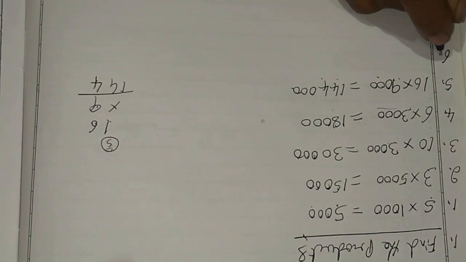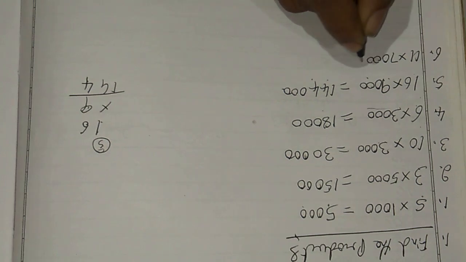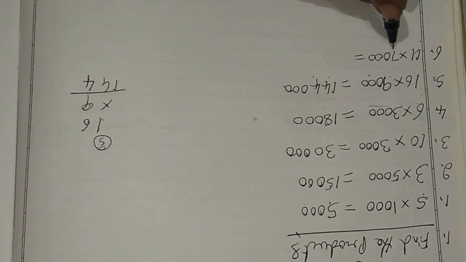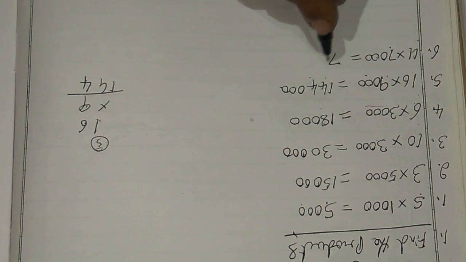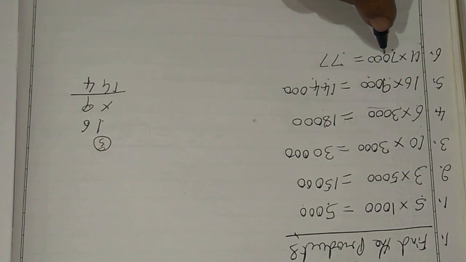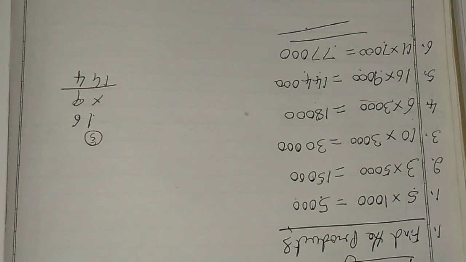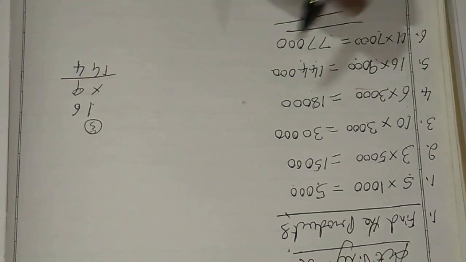Next, sixth one. 11 into 7000. So 11 sevens are 77 or 7 11s are 77. So how many zeros are there? 3 zeros. Okay. So activity 1 and 2 have been completed, children.